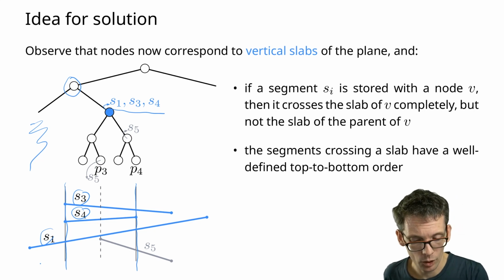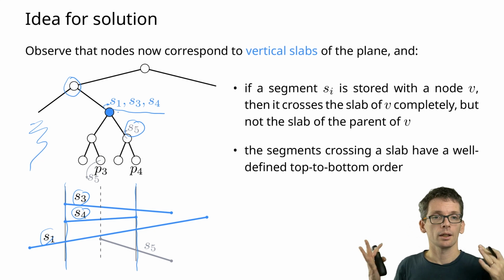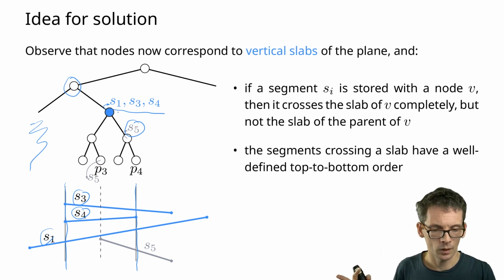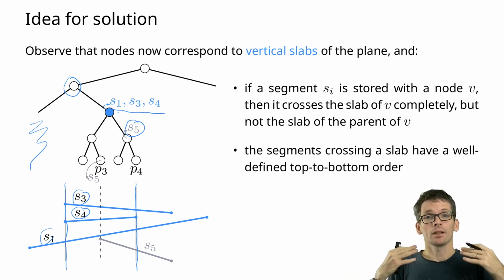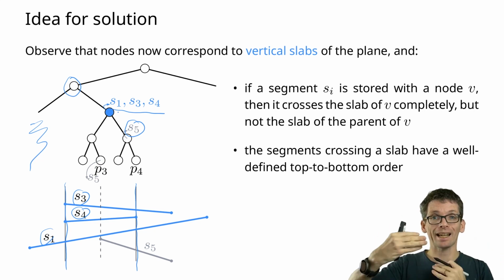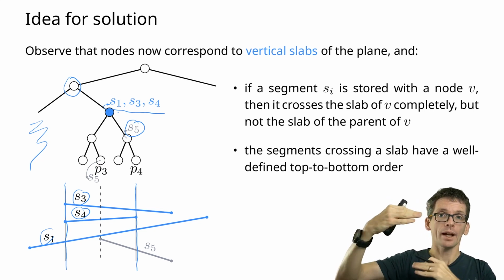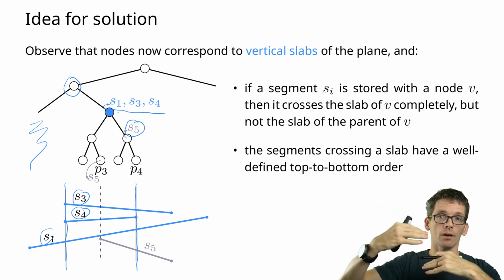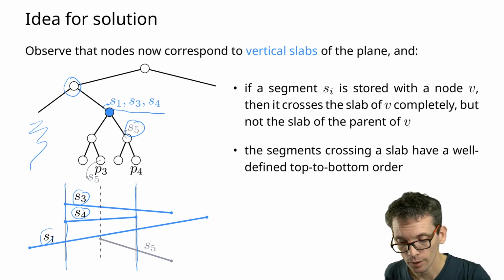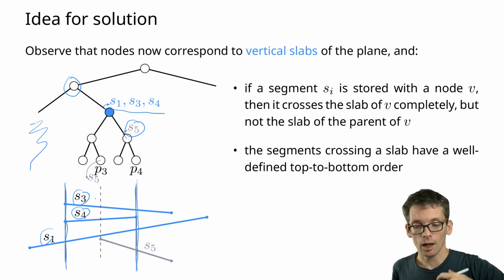Just to illustrate that also here, S5 for instance does not cover this interval completely, so it's not stored at that node, it will be stored somewhere further down, as you see in this example. What does that mean? It means that if I look at the segments stored at that node, then there is a well-defined Y order on them, because they completely cover that vertical slab, and they cut my vertical slab into pieces.